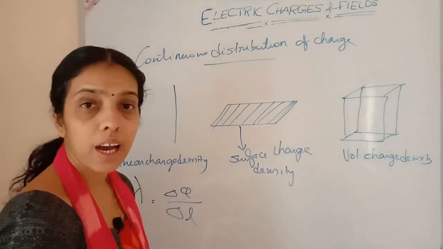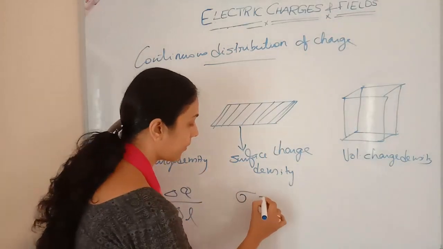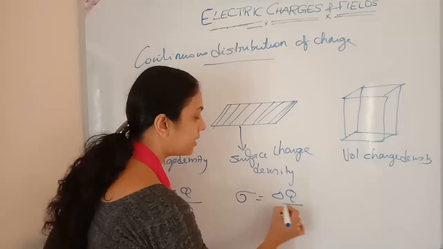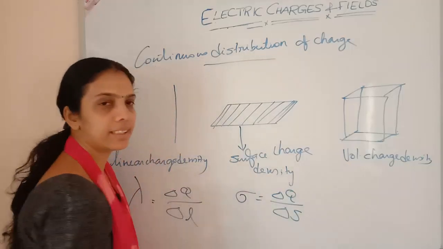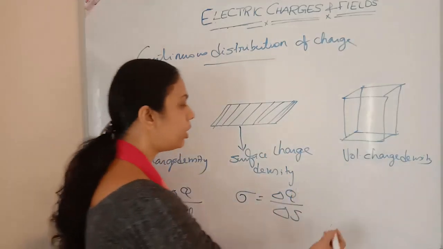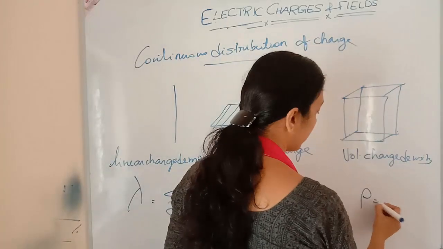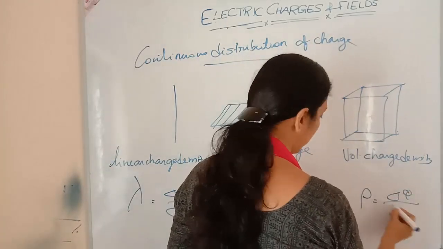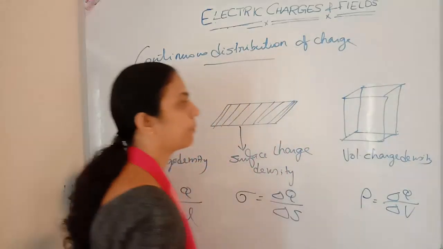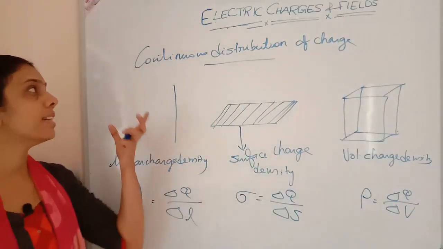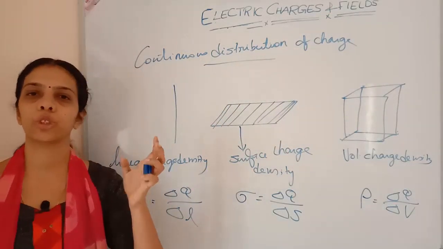Surface charge density, sigma, will be equal to delta Q divided by delta S. Volume charge density, rho, will be equal to delta Q divided by delta V. Clear? This is continuous distribution of charge.